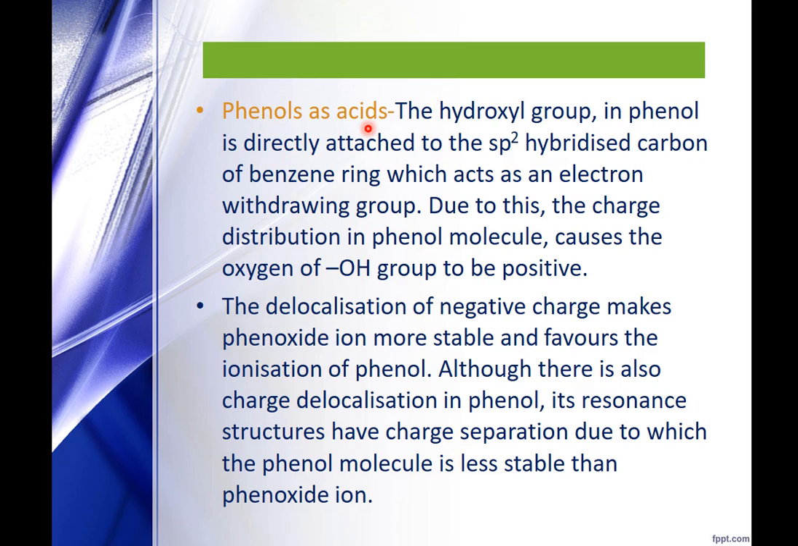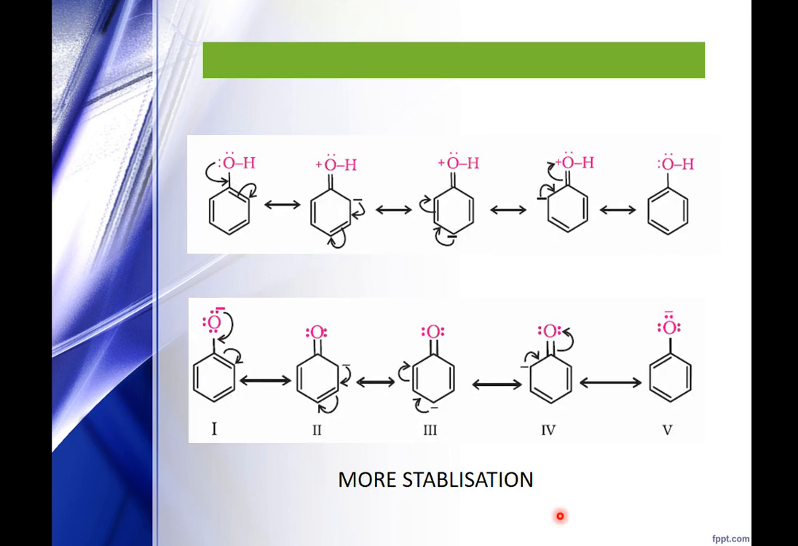If we talk about phenols, the hydroxyl group in phenol is directly attached to the sp2 hybridized carbon of the benzene ring, which acts as an electron withdrawing group. Basically, the benzene ring is electron withdrawing in nature. Due to this, the charge distribution in the phenol molecule causes the oxygen of the OH group to be positive. You can see here, these are the 5 resonating structures of phenol.